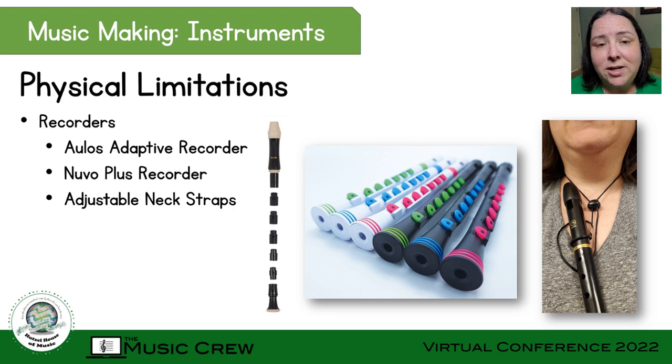Another option is an adjustable neck strap that you see in this picture here. This is something that I also developed with the help of an occupational therapist for a student who had cerebral palsy and did not have the strength in his arms to hold a recorder up into playing position. So this has a little spring-loaded clamp that you can adjust and bring that recorder up to playing position. So all they have to do is worry about the fingers because the recorder stays in place.